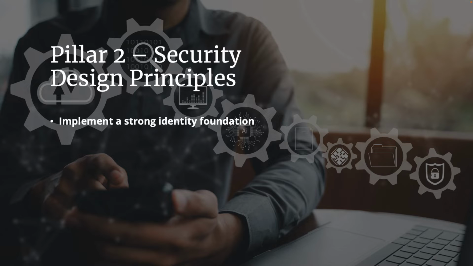So the first one is implement a strong identity foundation. This one is all about ensuring that you apply the principle of least privilege and enforce separation of duties with appropriate authorization for each interaction with your AWS resources. Next, we want to maintain traceability. Now, traceability is all about monitoring, alerting, and auditing actions and changes to your environment in real time.